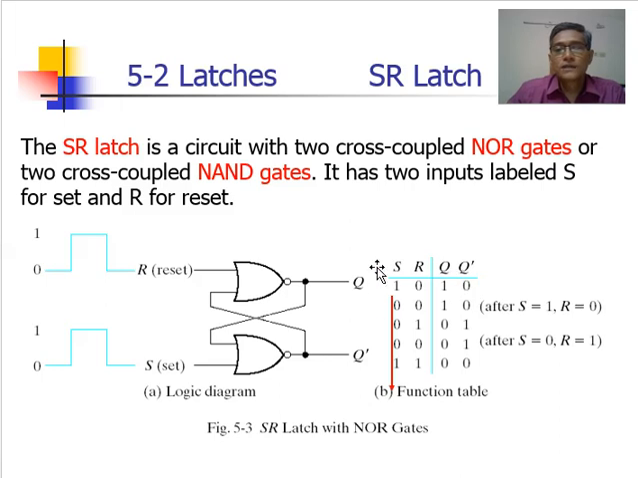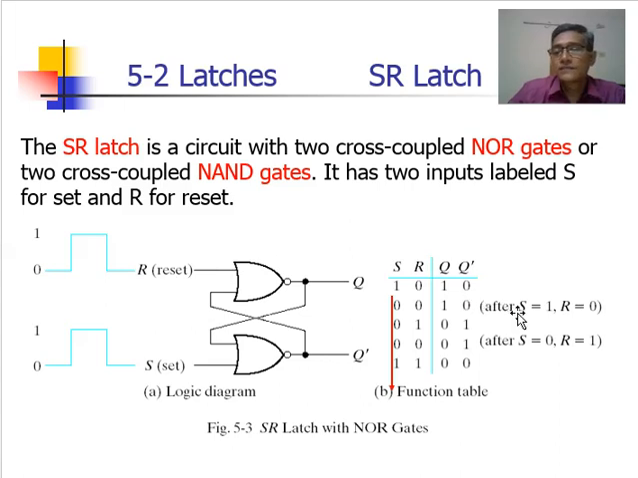Now if S goes to 0 at this moment, what happens? Here one input is 1 and the other is 0, so 1 plus 0 is 1. Because of this NOR gate, it goes to 0, and 0 plus 0 is 0 for the other gate, so the output is 1. So when S is equal to 1 or equal to 0, Q equal to 1, Q dash equal to 0. At this moment, if S again goes to 0, the output does not change.